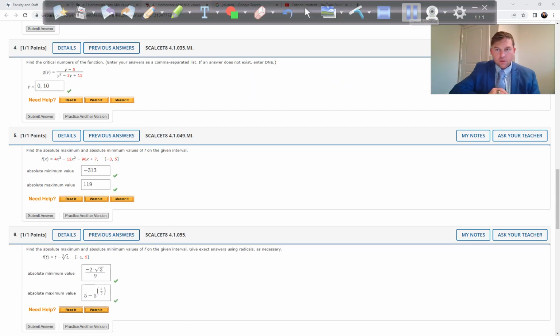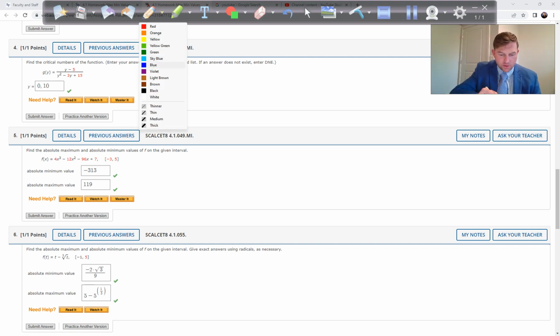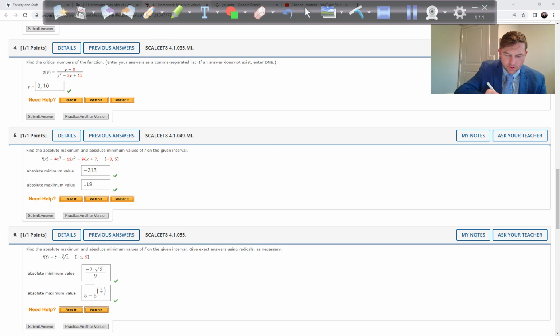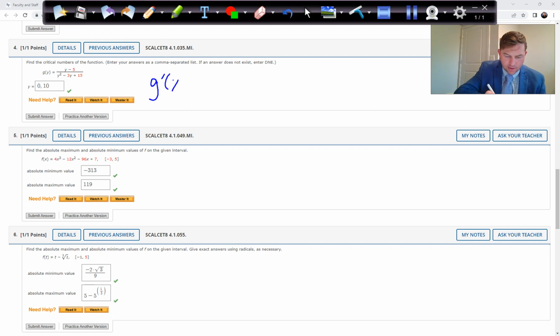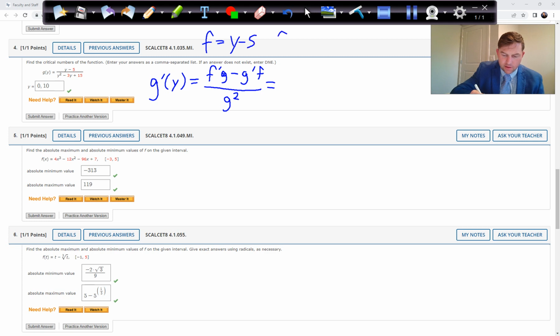And that's problem 3. Okay, in problem 4, we have to do the derivative of this function. So we're going to have g prime of y equals, this is a quotient rule, so we have to use f prime g minus g prime f over g squared. Now, let's write it. F equals y minus 5. F prime is very easily 1. G is y squared minus 3y plus 15. Therefore, g prime is 2y minus 3.